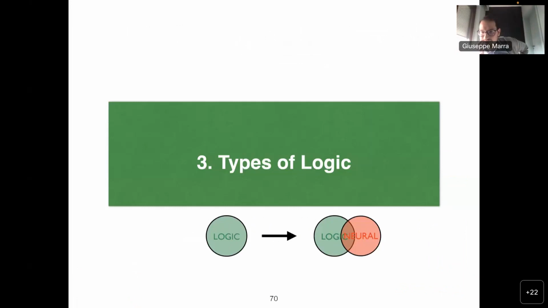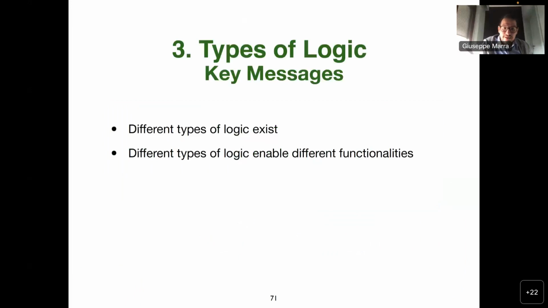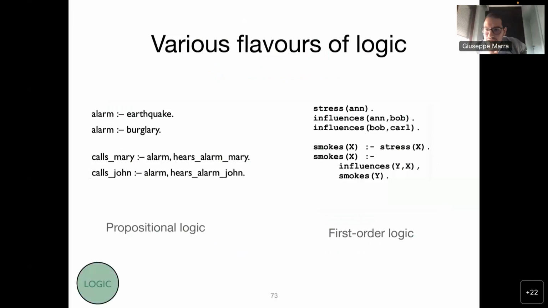So let's see how this maps to the neurosymbolic domain. Now, we have already seen a difference. I slightly sketched the difference between propositional logic and first order logic, and I will show you that first order logic is very powerful because it allows you to build these very expressive short programs that template also very complex scenarios.